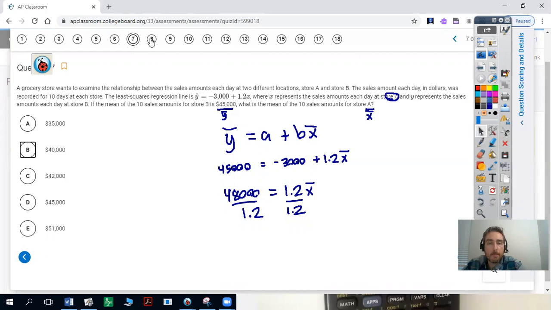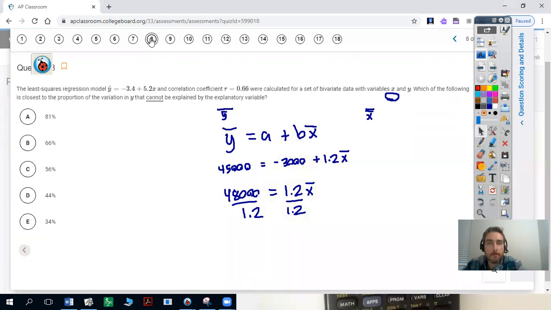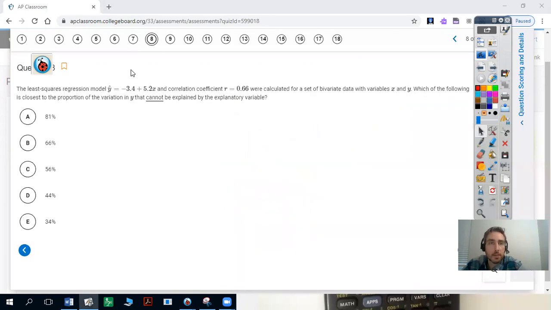Okay, question 8. The least squares regression model y hat equals negative 3.4 plus 5.2x, and the correlation coefficient r equals 0.66 were calculated for a set of bivariate data, 2 variables, x and y. Which of the following is closest to the proportion of the variation in y that cannot be explained by the explanatory variable? This is the proportion of the variation in y that can't be explained by x. That's r squared, called the coefficient of determination.